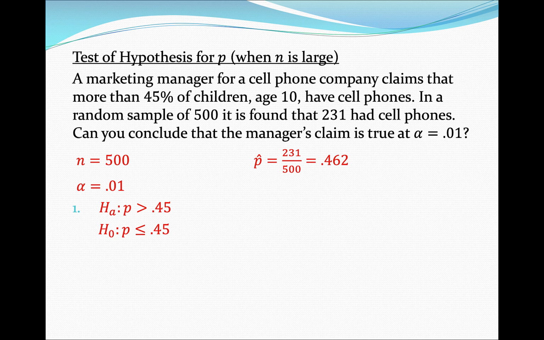So that means we're trying to prove that our proportion is greater than 45%. Notice this is very similar to the mean, but do be careful. Don't write mu because this is no longer a mean. This is now our proportion. So make sure you pay attention to your parameter. So we still write it the same way.